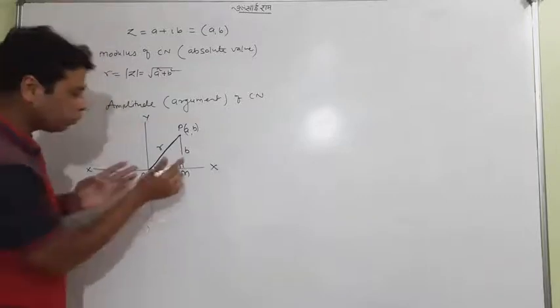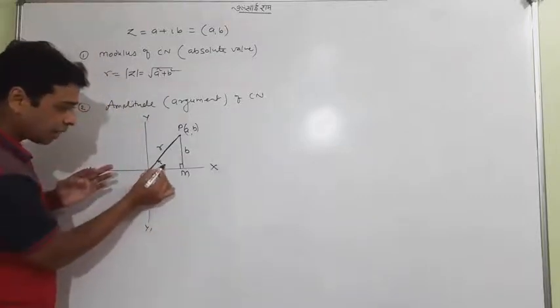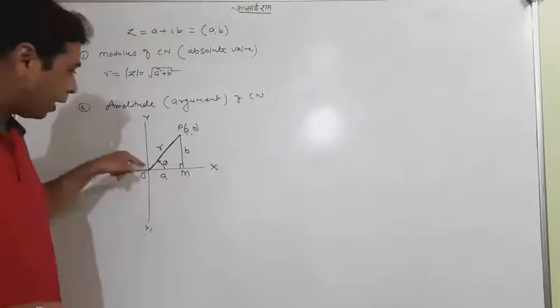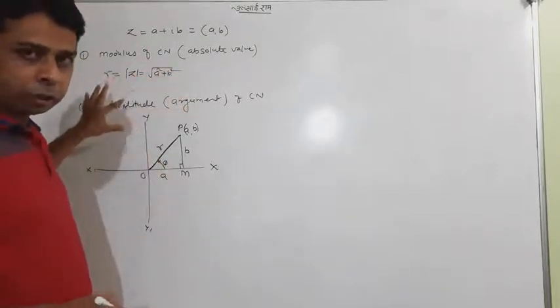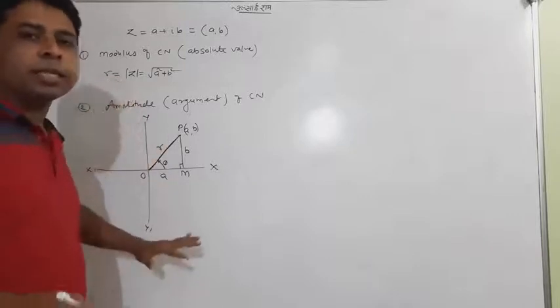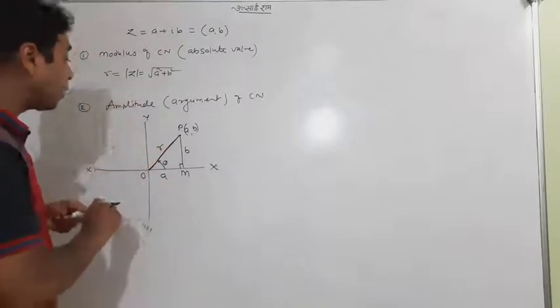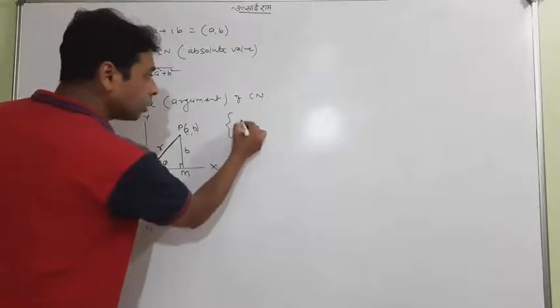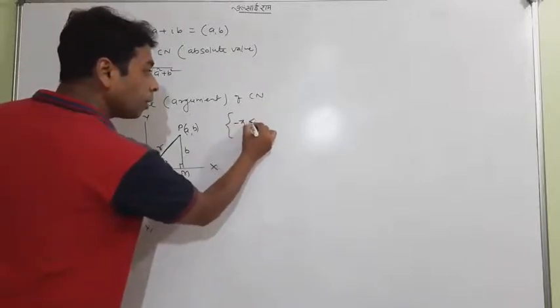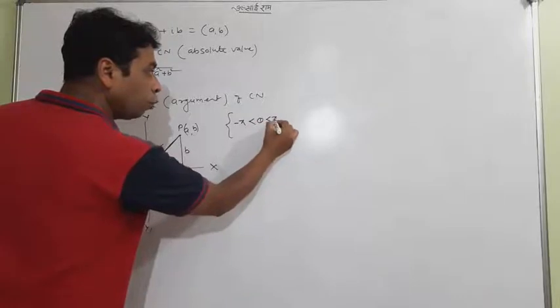What is amplitude? Look here, this angle theta. This is called the argument or amplitude. Before starting, let me explain the range of the amplitude. The range of the amplitude is always minus pi to pi.